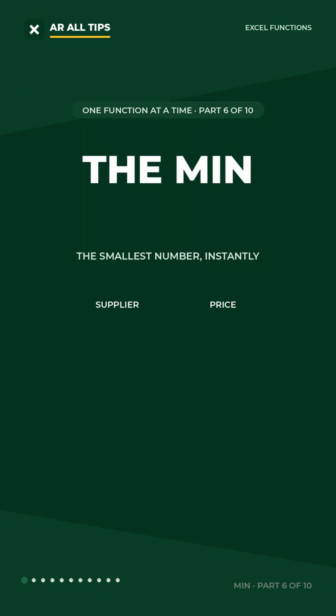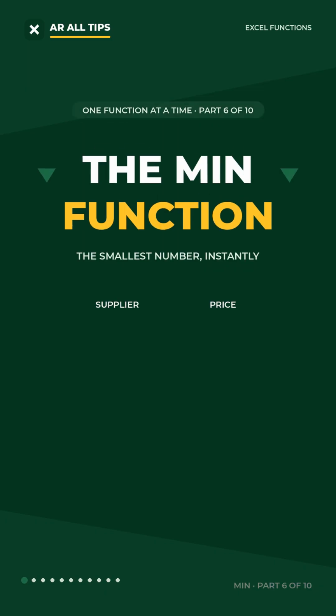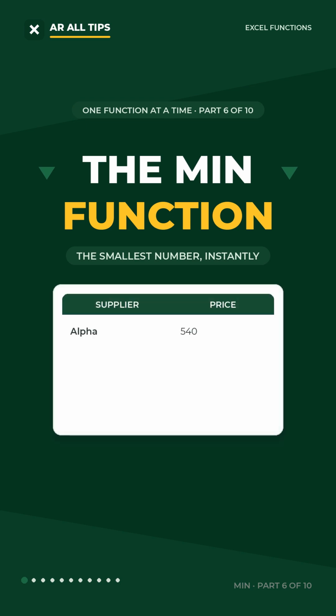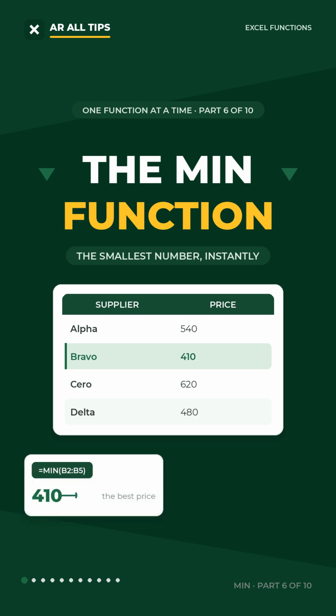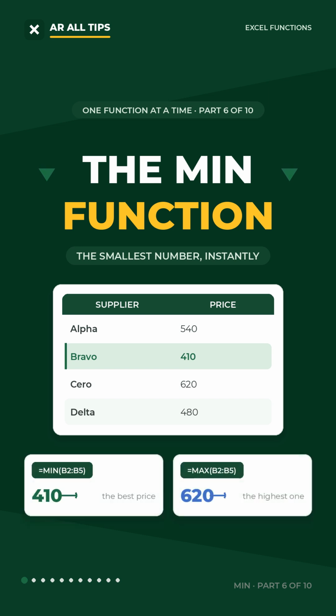If you've ever scrolled down a whole column just hunting for the smallest number, this one's going to save you a lot of time. It's called MIN. Part 6 of our 10-part series, and after this video, you'll never search for a lowest value by hand again.